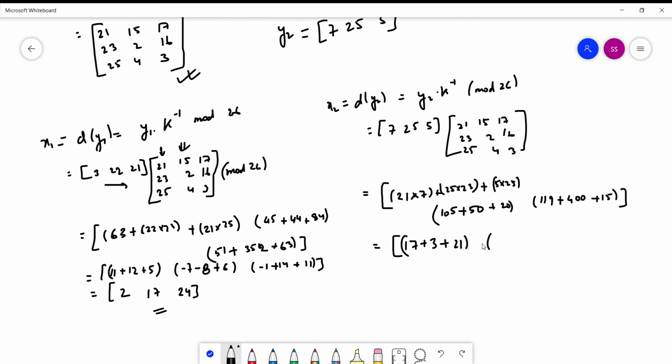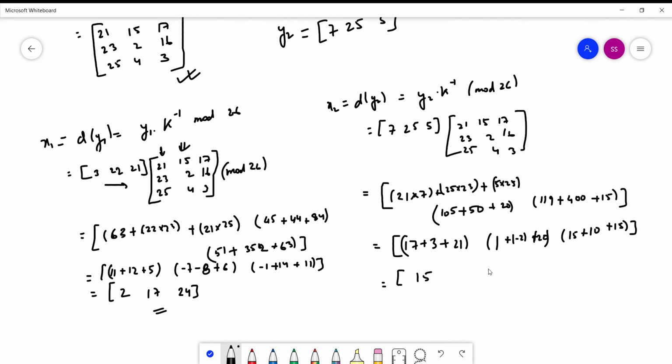Correct? Now 105 is 1 because 104 is divisible by 26. Plus this is minus 2, 50. And I will keep 20 as it is, plus 20. Okay, and the third term is 119. So 119 is 15, plus 400 is 10 because 390 is divisible by 26, plus 15. Okay, now I will solve this. So 17 plus 3 is 20, and 21 is minus 5.